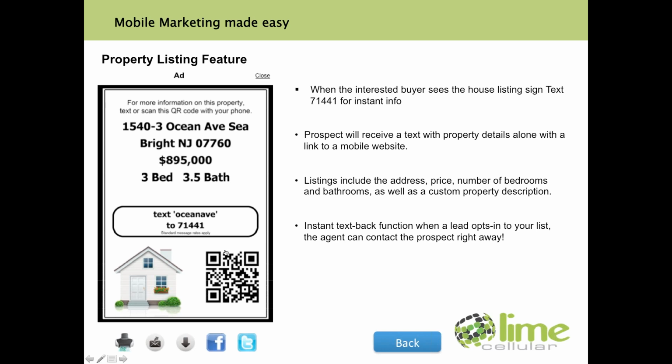So if I'm walking by a property, I would simply text the keyword or scan the QR code. The real estate agent will immediately get a sales lead and they'll be notified. And by the keyword, they'll know which property I'm interested in. And then I'll get a link that'll lead me to a landing page or a mobile website, which will give me all the specs on the property, including additional photos. And then if I'm interested, I can take it from there.